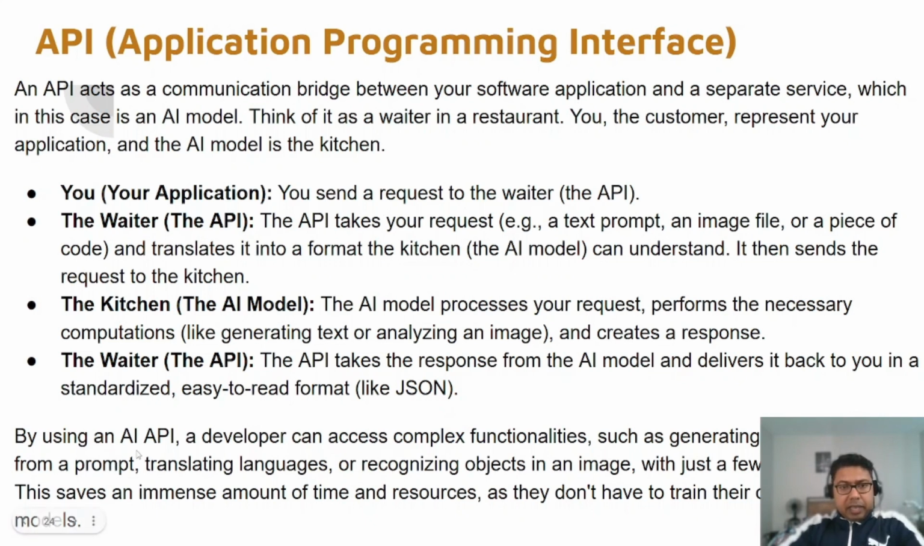By using an AI API, a developer can access complex functionalities such as generating human-like text from a prompt, translating languages, or recognizing objects in an image with just a few lines of code. This saves an immense amount of time and resources, as they don't have to train their own massive AI. Yeah, so we don't need to build our own AI. We can leverage the existing AI just by using their API. So most of the large language models have their APIs, and we can use them programmatically. So we'll now learn how to use them programmatically.